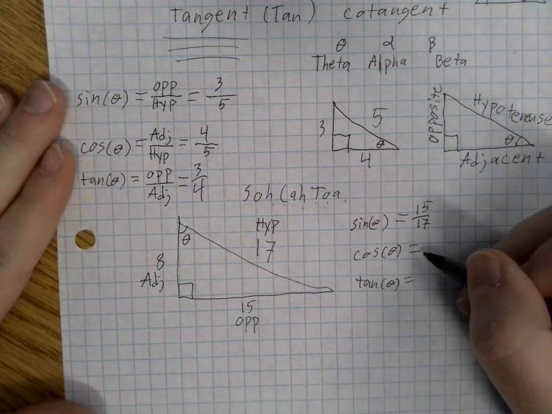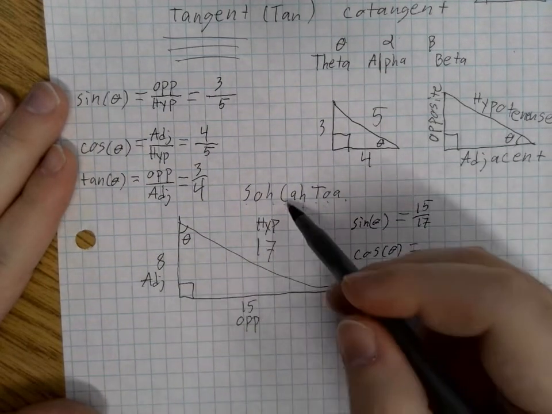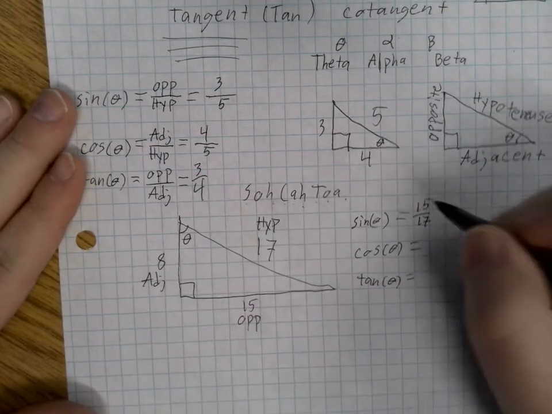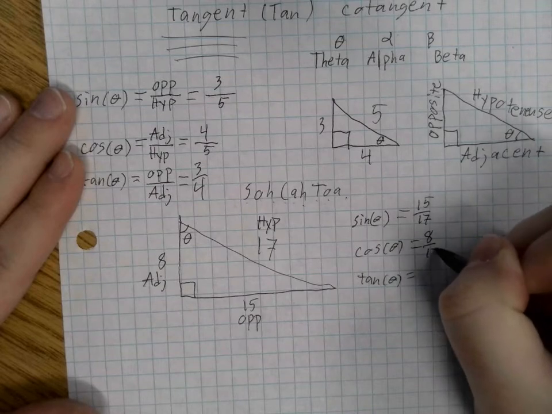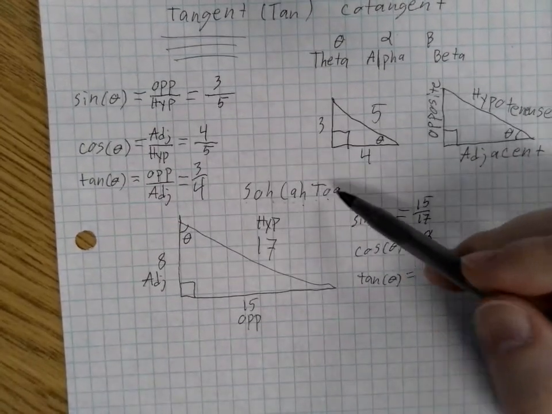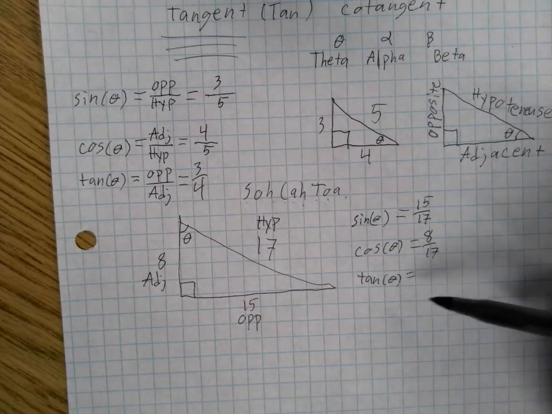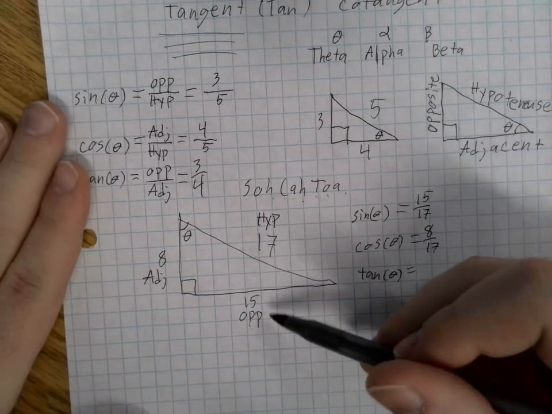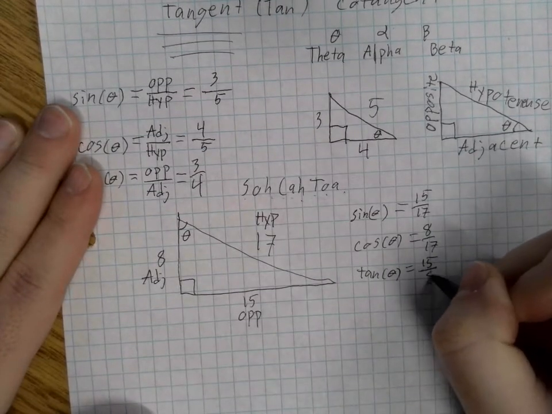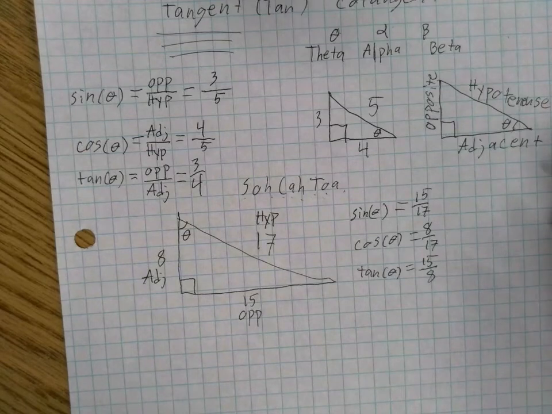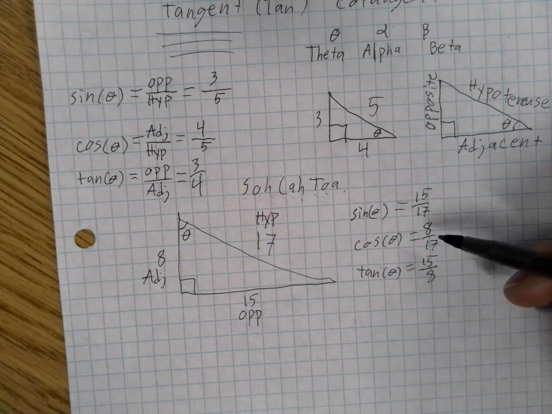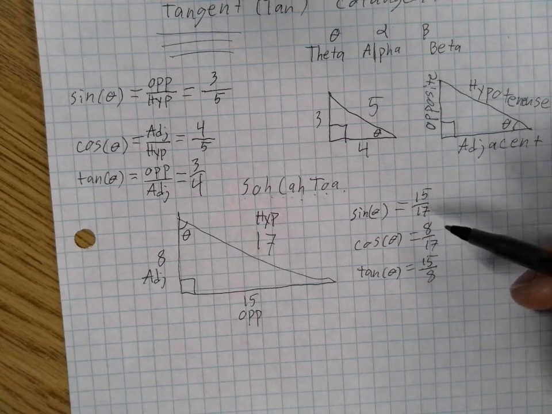Cosine of theta, that's adjacent over hypotenuse. You know, we caught another hippie. So that would be 8 over 17. And then finally, tangent. So we're tripping on acid here. Tangent of theta is opposite over adjacent, or in other words, 15 divided by 8. And none of these simplify, so that's as far as we can go. Ta-da!